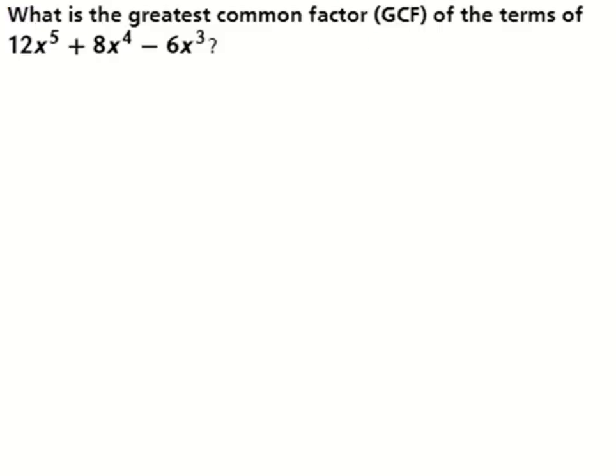So what we're going to do is determine the greatest common factor for each term. First I look at the coefficients. What is the greatest common factor between 12, 8, and 6? One way is to look at the factors of the smaller number: 6, 3, 2, and 1. Can I divide everything by 6 evenly? No, I cannot divide 8 by 6. Can I divide everything by 3 evenly? No. What about 2? Yes, I can. So the greatest common factor for the coefficients is 2.